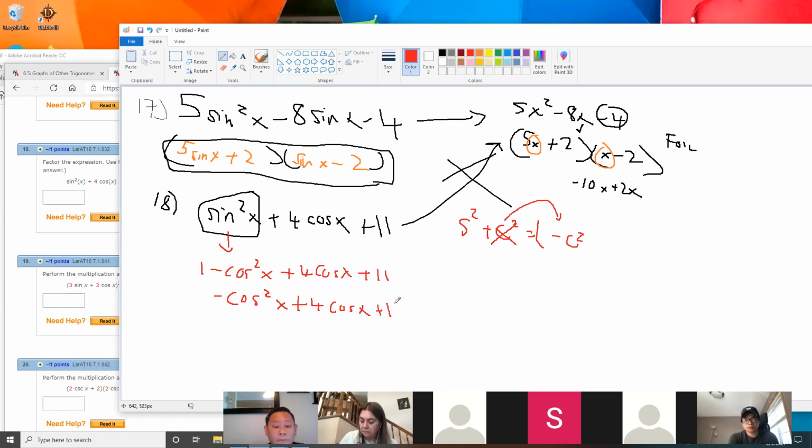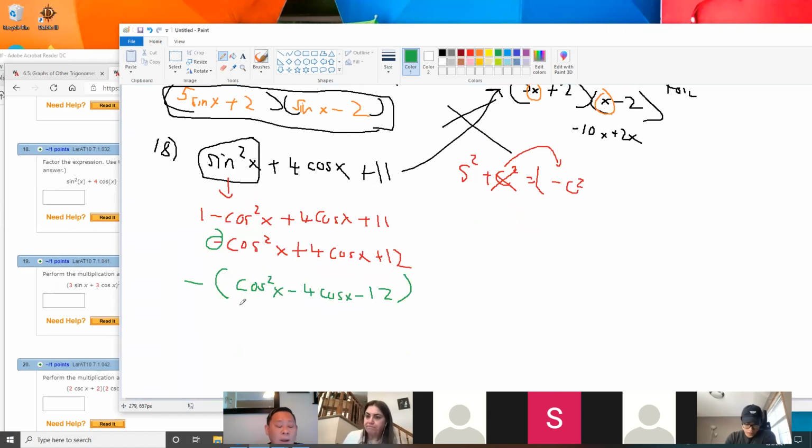This is 12, because 1 plus 11 is 12. Now, since you have a negative in front, in order for you to factor, you have to take out the negative. Your leading coefficient always has to be positive. So every time when you factor, this number 5 has to be always positive. So if you have a negative like this case, you have to factor it out. And when you factor the negative out, all your signs inside there are changed. Now you can factor this for a while. And the negative is still there.